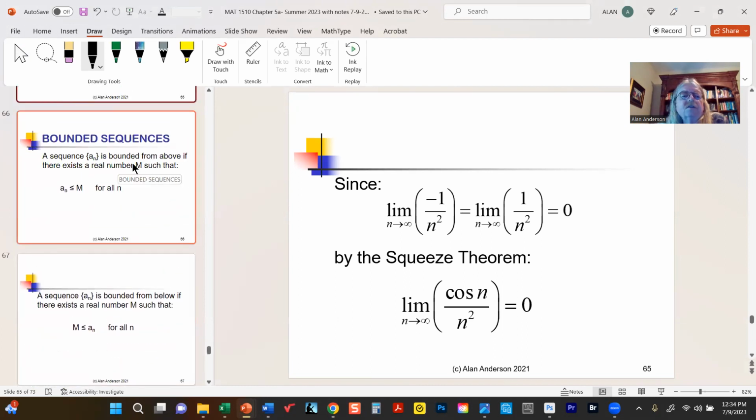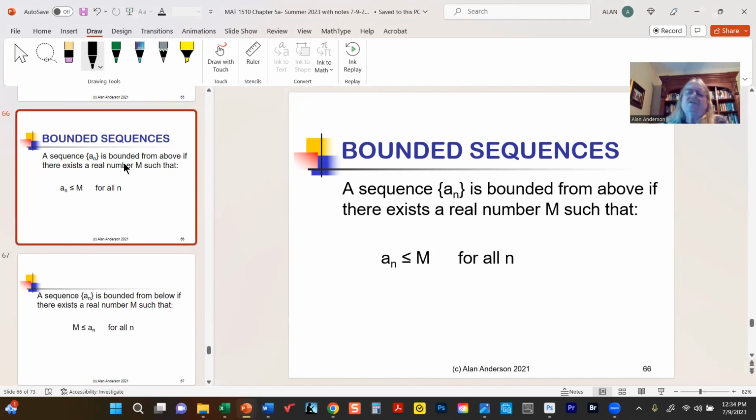Now we're going to consider this notion of bounded sequences. A bounded sequence simply means there's some upper value that the sequence will never rise above. If we can find such a number, m, then we say that the sequence is bounded from above, meaning there's some value it will not go above, no matter what it looks like.